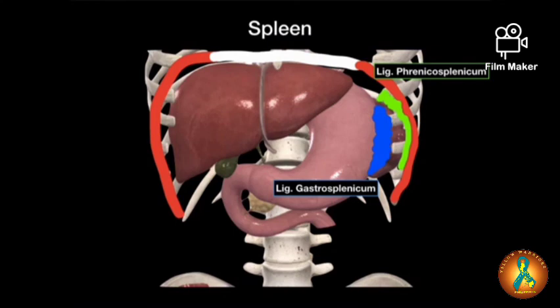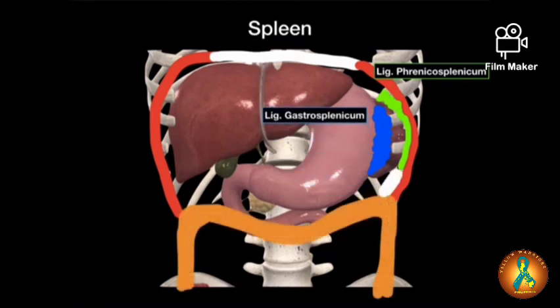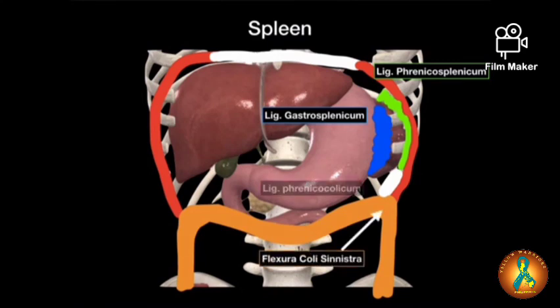But it's also indirectly supported by one more thing. So if you add the large intestine right here, there's a ligament attached to this flexure right here, the flexura coli sinistra, that goes to the diaphragm. This one's called the ligamentum phrenicocolicum, which the spleen rests on.